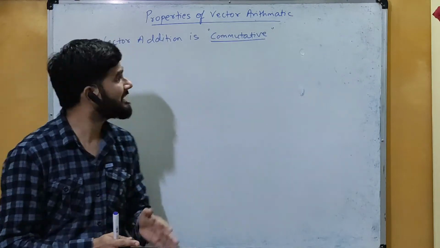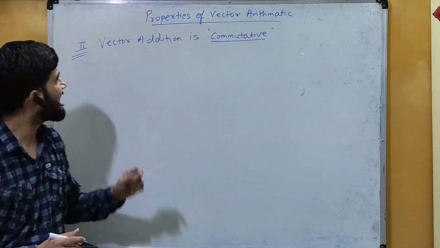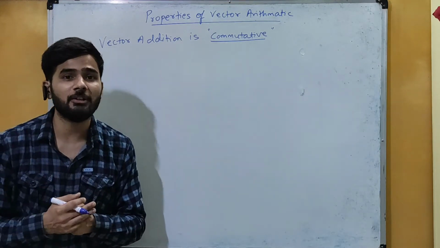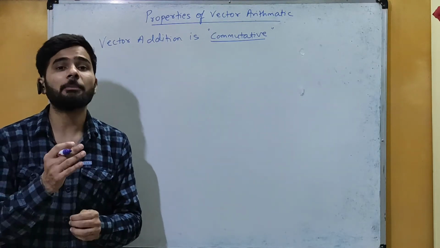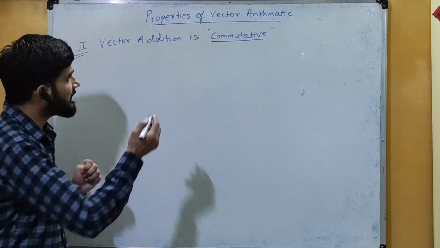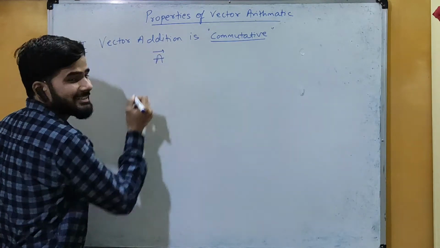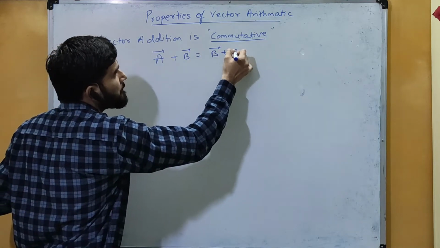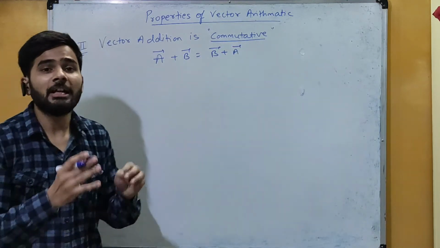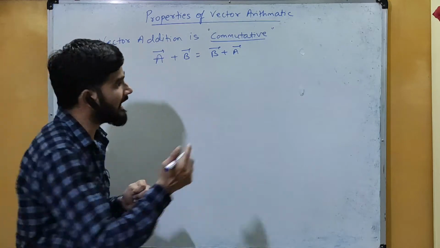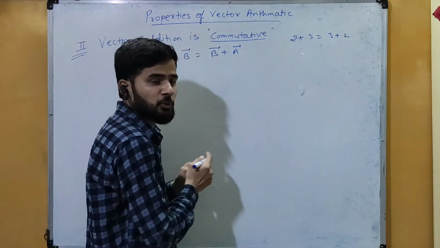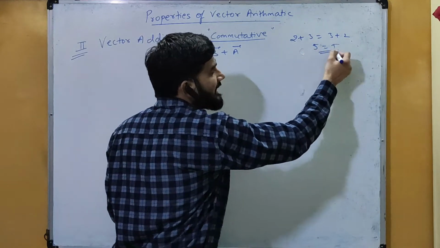So now here we will see the second property of vector arithmetic, that is, vector addition is commutative. This is also called the commutative law of vector addition. तो यहाँ पर commutative law के अंदर होता क्या है? Here this commutative law states that vector A plus B is equal to vector B plus vector A. In normal arithmetic addition, we can write that 2 plus 3 is equal to 3 plus 2, that is, on both sides we will get 5.